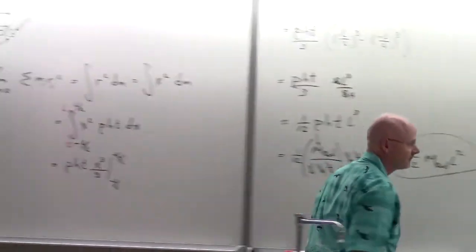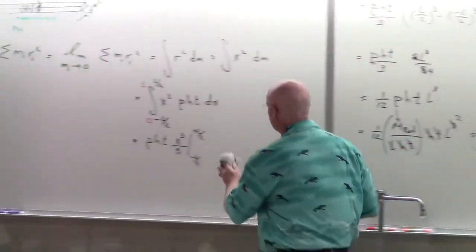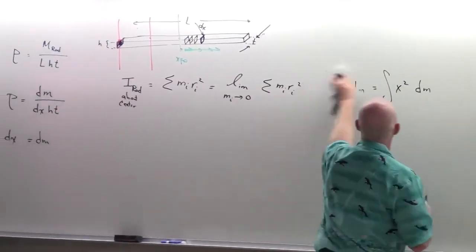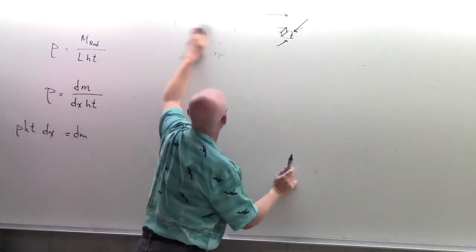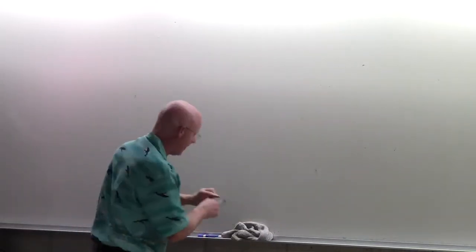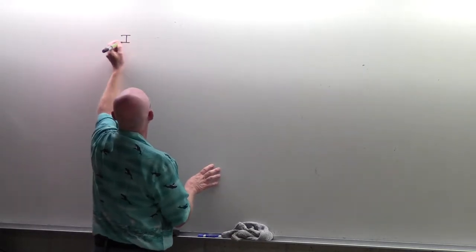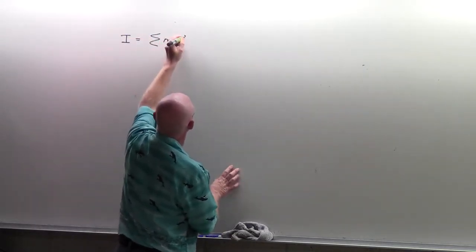But let's try this shape. This shape would look something along this line. I'll start with the general concept of, hey, I want to find the moment of inertia of some crazy shape. So I would be the summation of m_i r_i squared, right?